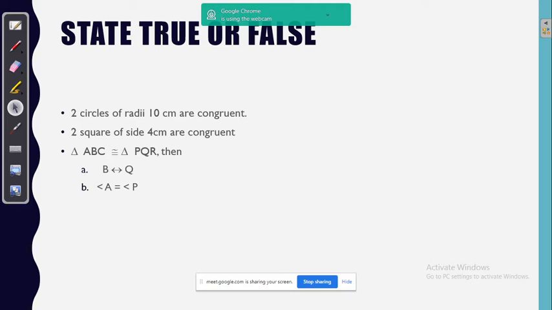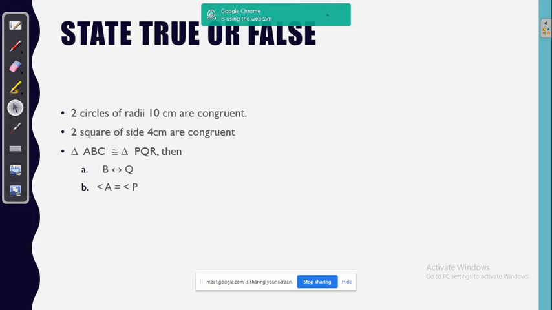Who can answer why is that a true statement? Yes, I am getting some answers. Corresponding vertices are equal. Yes. So here, since triangle ABC is congruent to triangle PQR, we can say that the corresponding parts of congruent triangles are equal, and hence vertex B corresponds to vertex Q. So you cannot say corresponding vertices are equal. We can say corresponding parts of congruent triangles are equal, and here the vertices are corresponding.